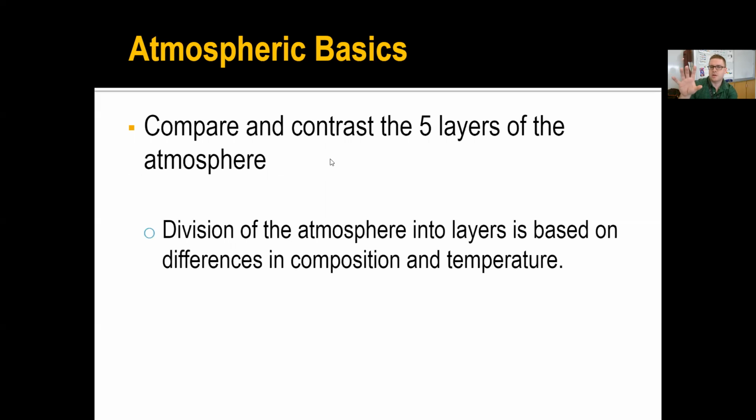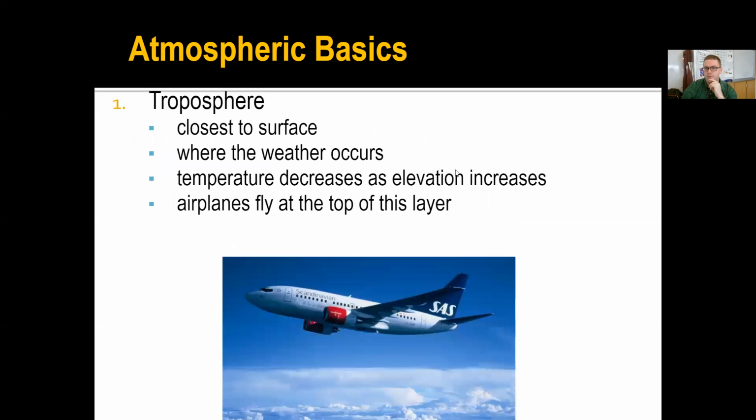Now, let's talk about the 5 different layers of the atmosphere. Scientists break up the different layers based on their composition and based on their temperature gradients as you move up through them. And you'll notice that as we go up through the atmosphere, they're going to do this zigzag wiggle pattern as far as temperature goes.